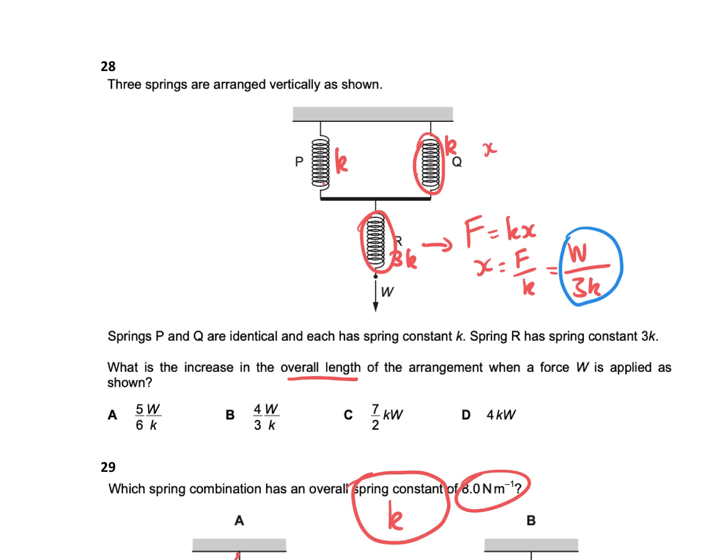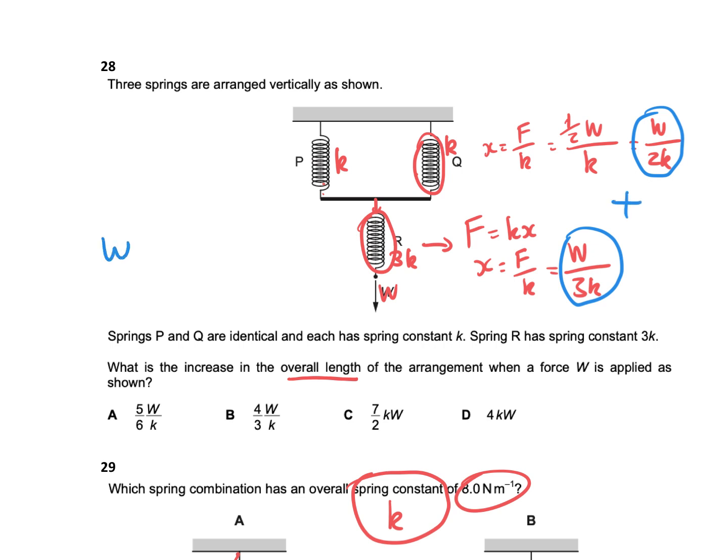Same thing, x equals F over k. Now the force is W here. That's going to act down on here, and each of these are going to take half of that. So it's going to be half or 0.5 W divided by k, which is just k. That can be written as W over 2k. So these two here are the two extensions. We just need to add them together now to find the total.